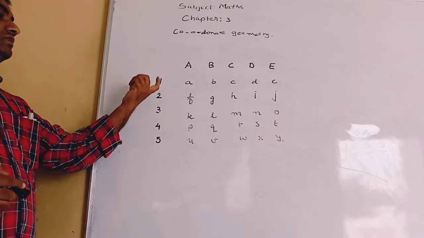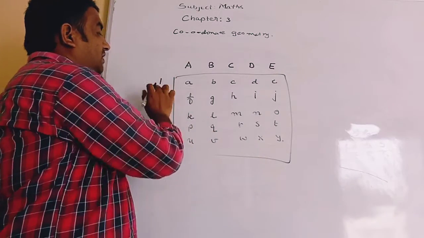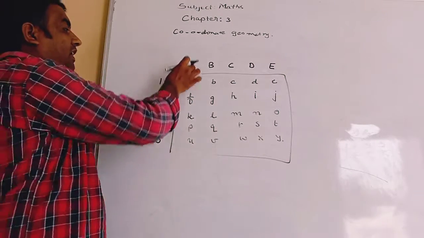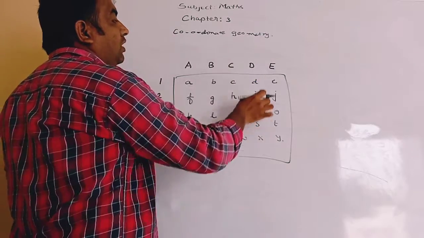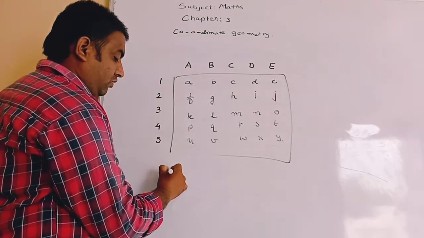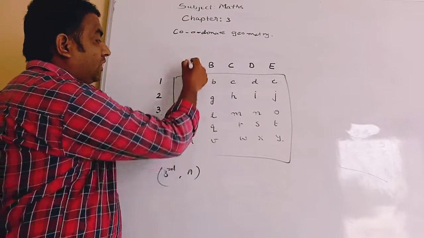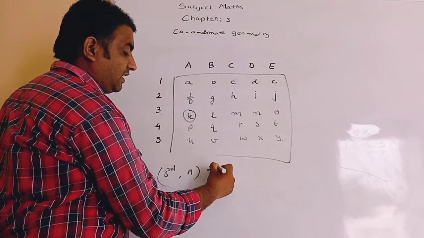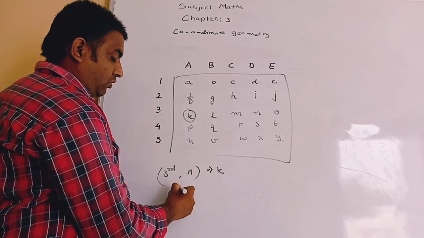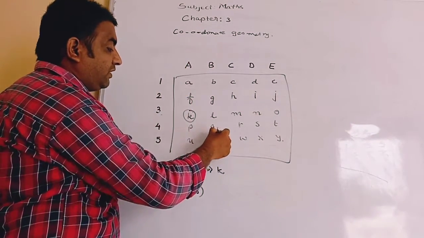Now we are given a grid with placements. This is the first row, second row, third row, fourth row, fifth row, and here the columns are A column, B column, C column, D column, E column. Now somebody asks you for the third row, A column. You can see the third row A column is K, so you will say that it is the place of K. Somebody asks you for the fifth row, B column. The fifth row B column you can see is B.